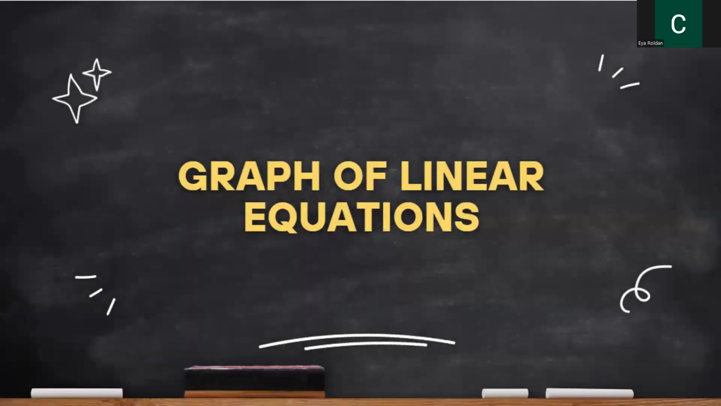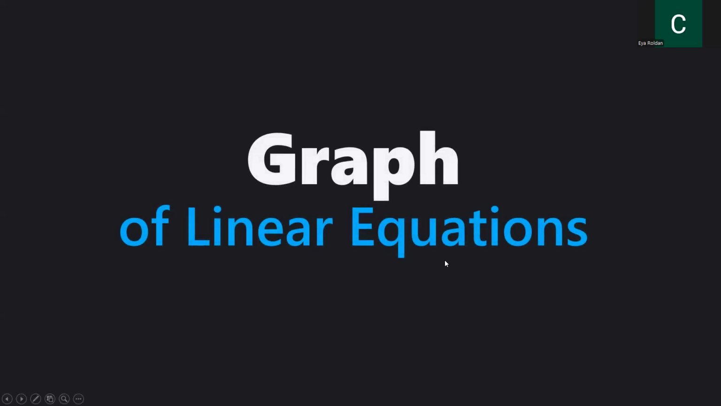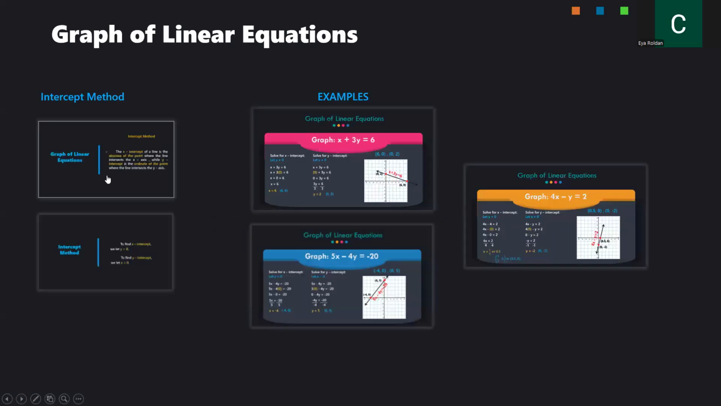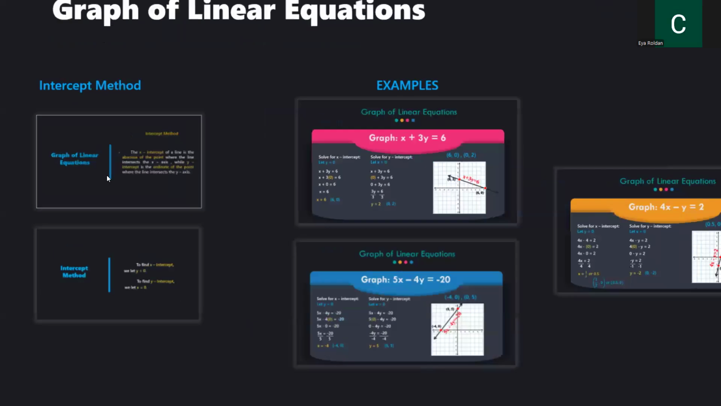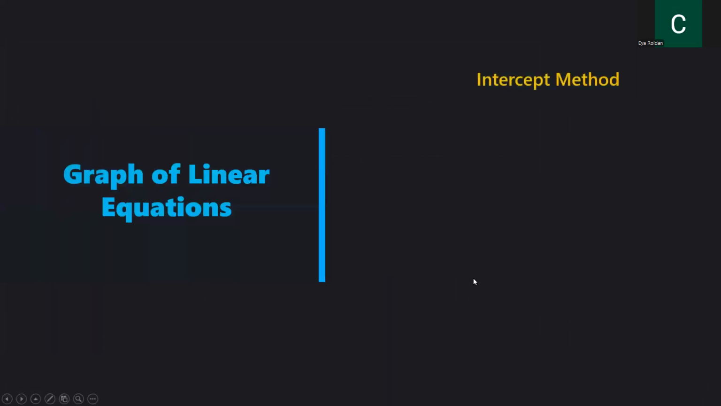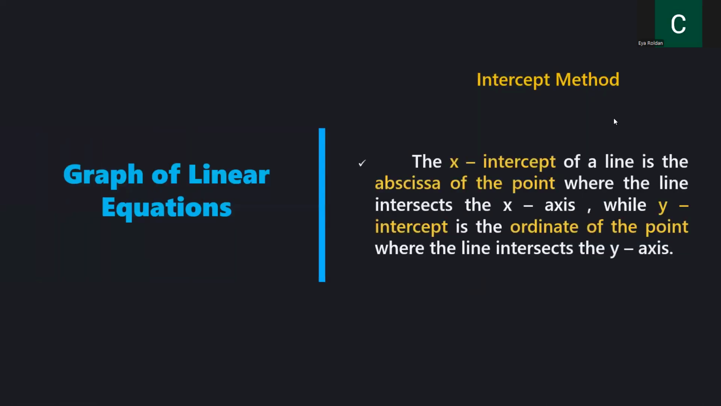Our topic for today is all about the graph of linear equations. So we can graph the linear equation using the intercept method. Wherein the x-intercept of a line is the abscissa of the point where the line intersects the x-axis, while the y-intercept is the ordinate of the point where the line intersects the y-axis.